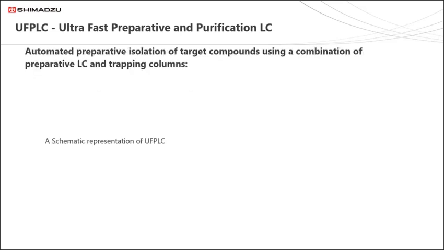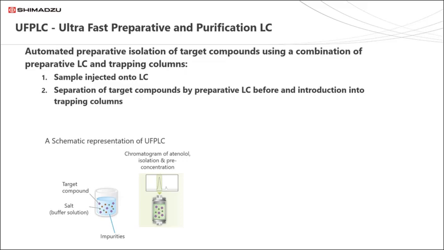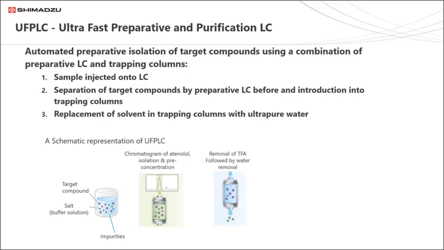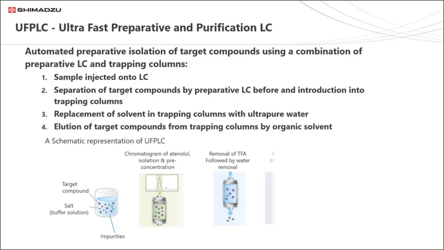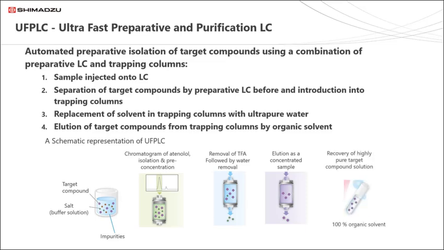This is a schematic of how it works. Sample will be injected. Separation will take place on the preparative LC column, and the compound is isolated and concentrated. A washing step will then remove the TFA or buffers from the trapped compounds, also removing any water that was present. The target compounds can then be eluted with organic solvent as a concentrated band, leaving a highly pure target in organic solvent.